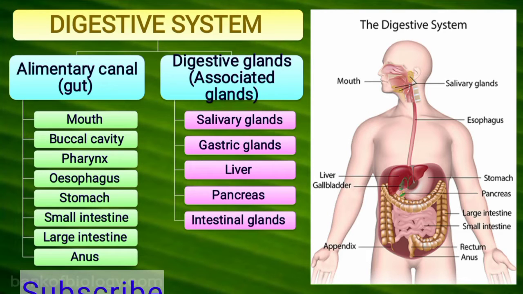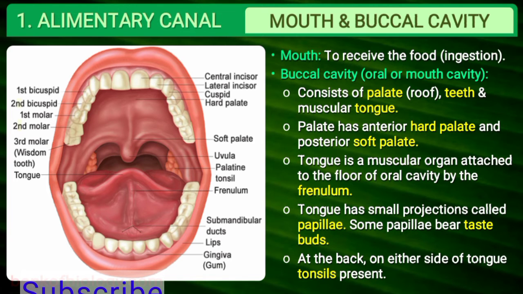The digestive system of humans has the alimentary canal and digestive glands. The alimentary canal is also called the gut, which includes mouth, buccal cavity, pharynx, esophagus, stomach, small intestine, large intestine, and anus. Whereas the associated digestive glands contain salivary glands, gastric glands, liver, pancreas, and intestinal glands, as you can see in the diagram.